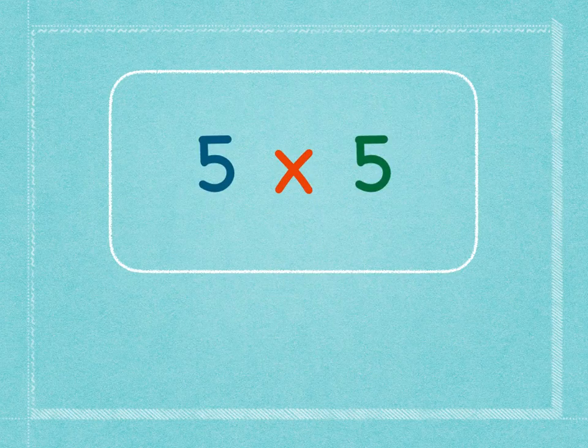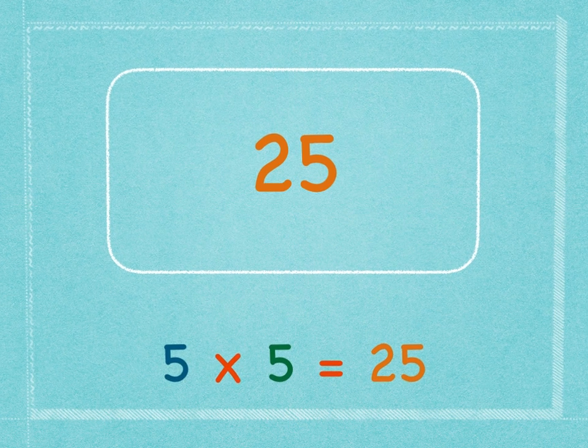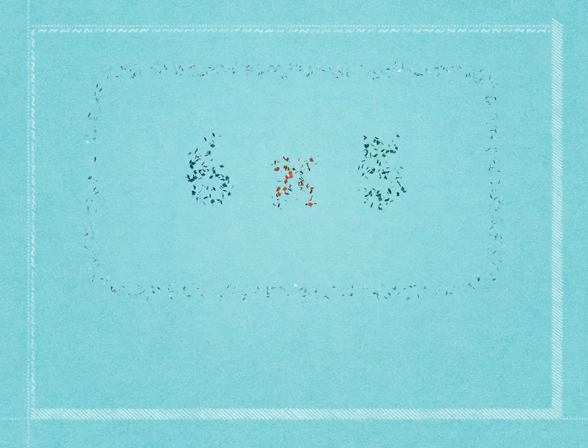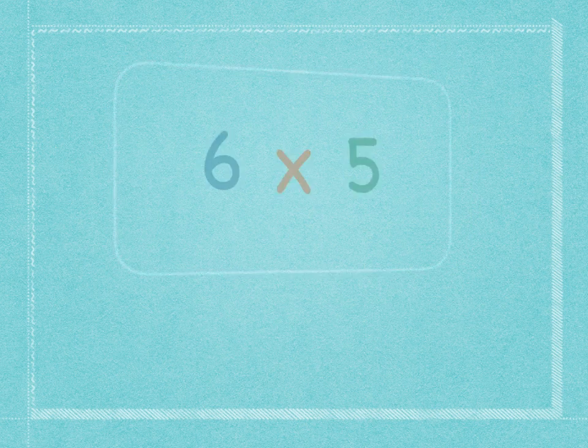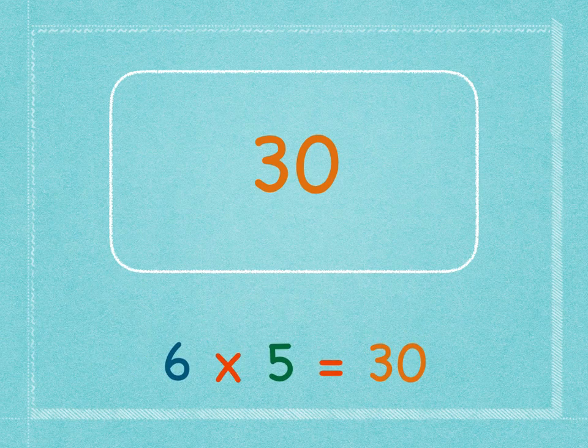5 times 5 is 25. 5 times 5 is 25. 6 times 5 is 30. 6 times 5 is 30.